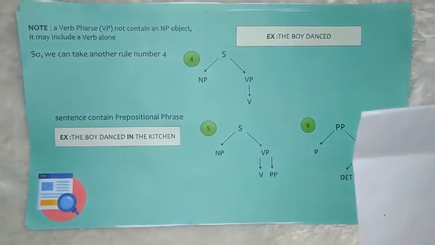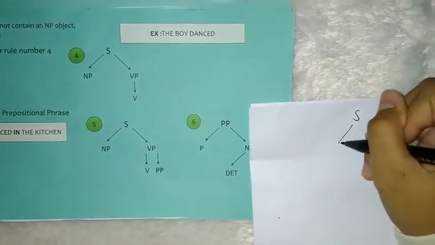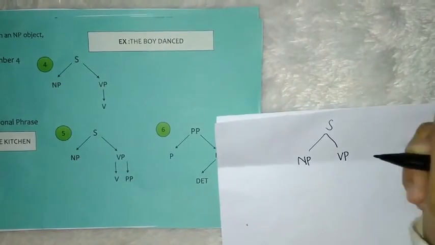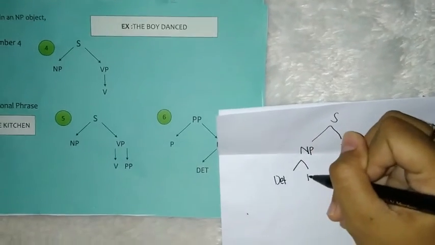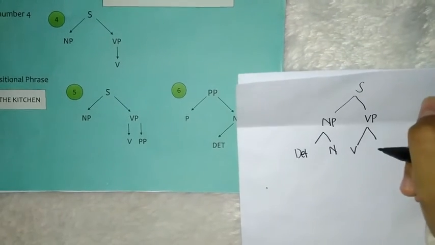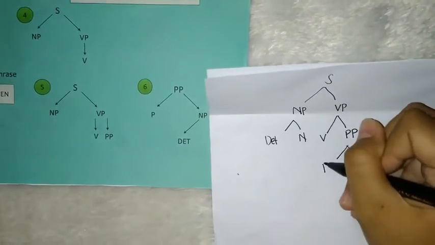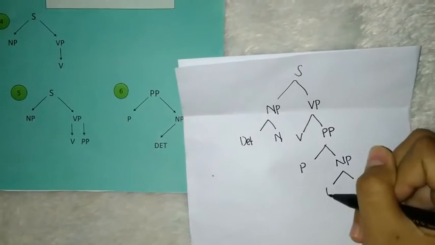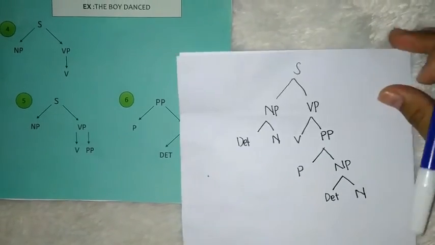So like this, the boy danced in the kitchen. Of course it's sentence, and then it's noun phrase, and then verb phrase. Noun phrase in here same as before, determiner with the noun, and verb phrase in here is verb with prepositional phrase, and prepositional phrase formula is preposition with noun phrase, and noun phrase same as before, determiner with noun. So when it goes to the sentence, it will be like this.